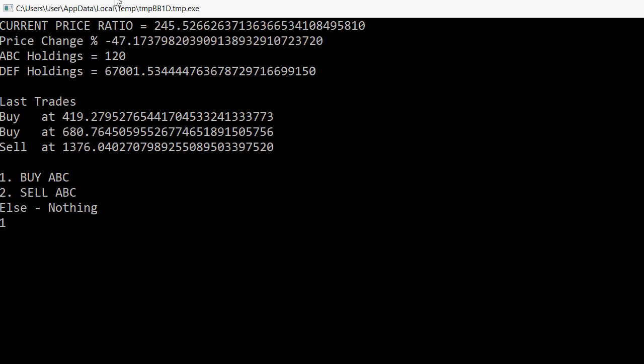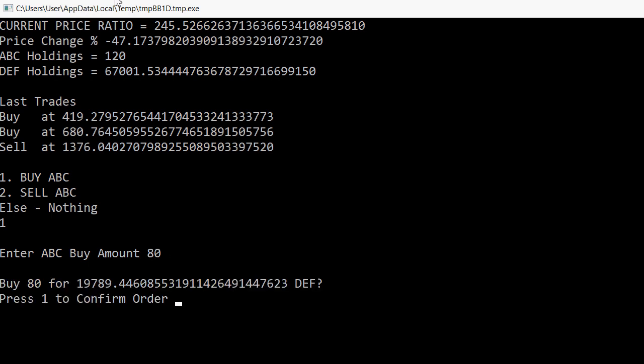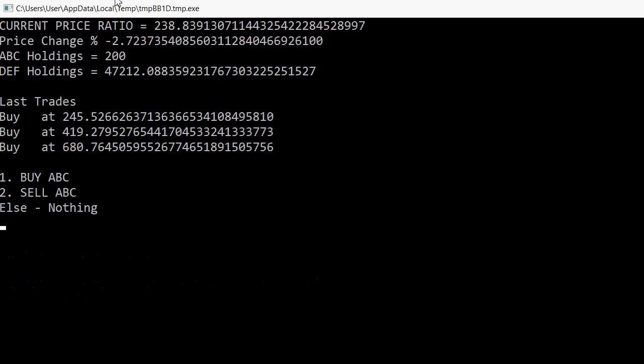Yeah, 245 is significantly lower. Let's buy some more. Let's see if we buy it up to 200. That would cost, oh, we could easily afford 20,000 of the 67. So now 245 is last trade. And there's 145. We might as well buy a bit more.